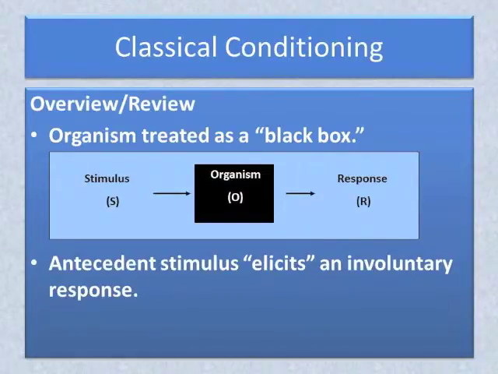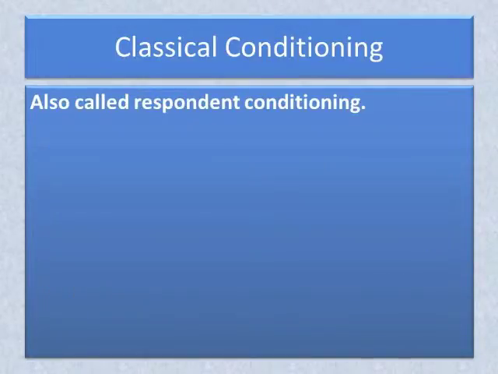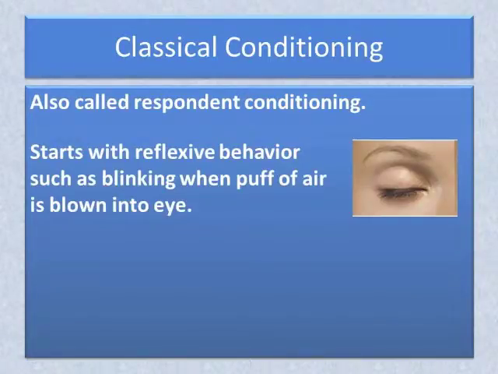In classical conditioning, there is a direct, automatic, or reflexive connection between a stimulus that comes before the response, that is, it is antecedent, and the response itself. The stimulus elicits or provokes a behavior that already exists. Classical conditioning is also called respondent conditioning because the organism responds automatically and involuntarily to a specific stimulus. For example, if a puff of air is blown into a person's eye, the person will automatically blink.